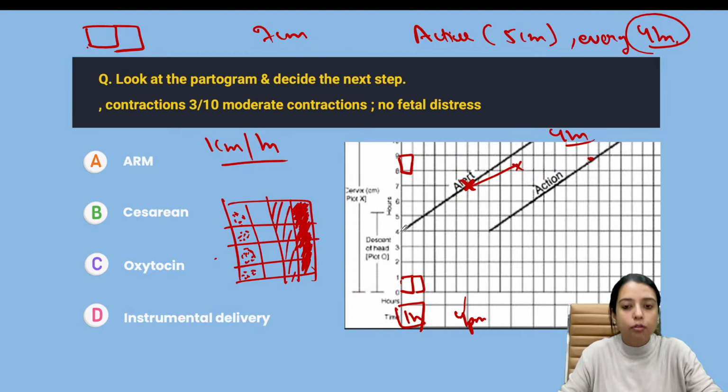The alert line is starting at 4 centimeter. Earlier, plotting used to start at 4, that is why it is starting at 4 centimeter. In the old partogram we used to start the plotting at 4 centimeter. That is why it is starting from 4 centimeter. Okay?